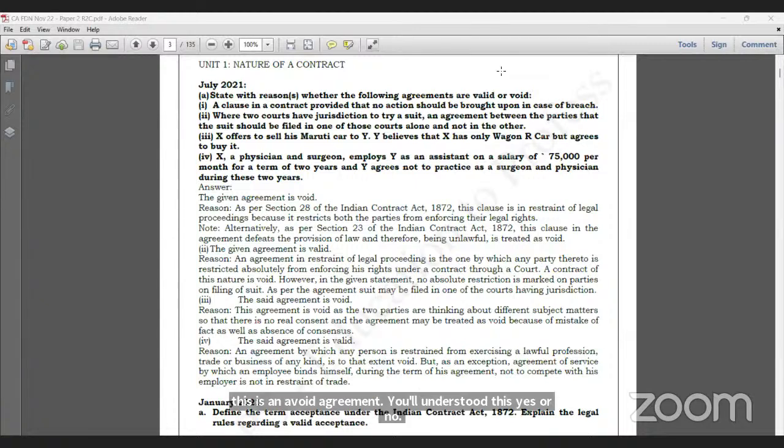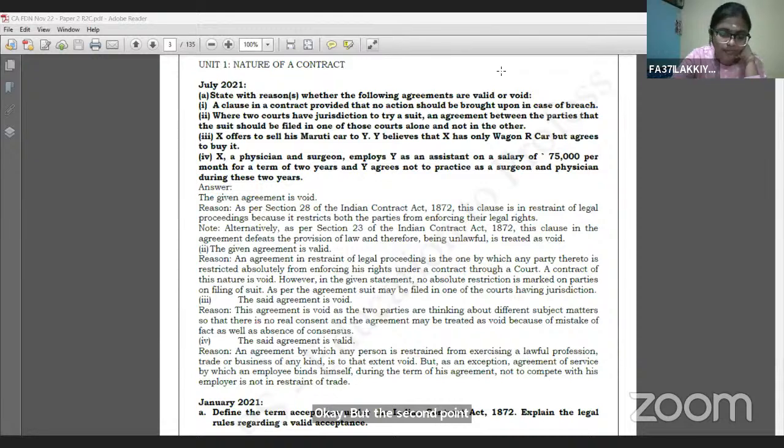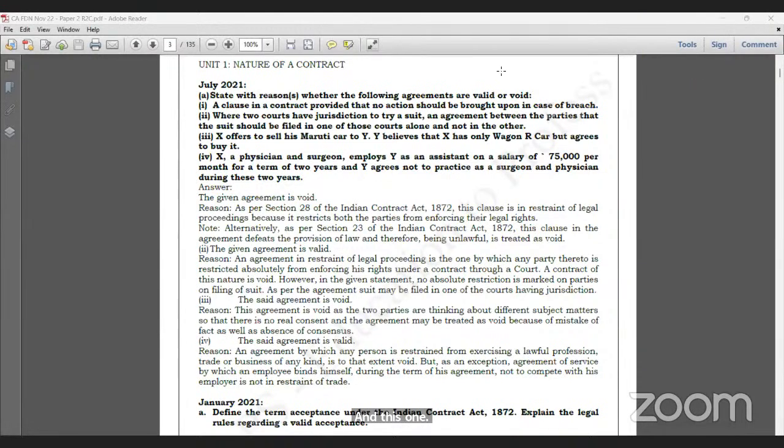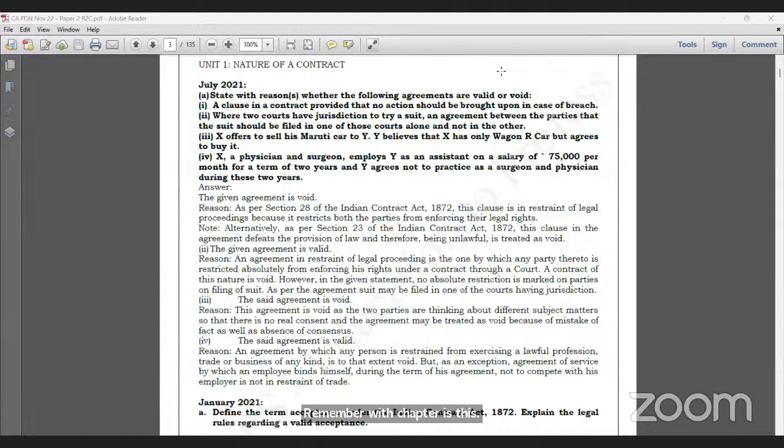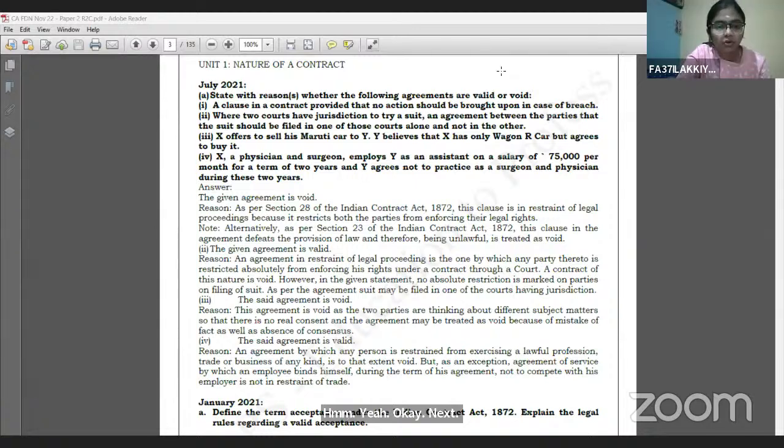Okay. Read the second point. And this was Section 28. All agreements opposed to public policy are given in different sections in the chapter. Remember which chapter is this? Yes, sir. Indian Contract Act, the 3rd chapter. Not 3rd, 4th chapter, right? Yeah. Okay. Next.